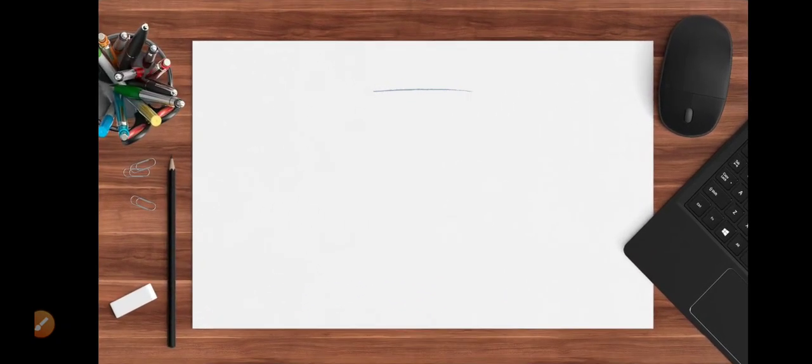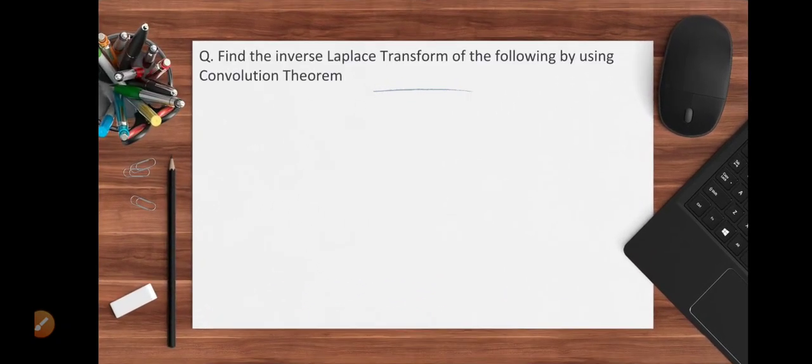The question will be the same. Find the inverse LT of the following functions by using convolution theorem. As already told, you are going to apply the convolution theorem method when it is clearly mentioned in the question. Otherwise, you may apply the method of partial fractions, the method of differentiation of f bar of s, differentiation of f of t, or integration of f of t, as per the given function of s.